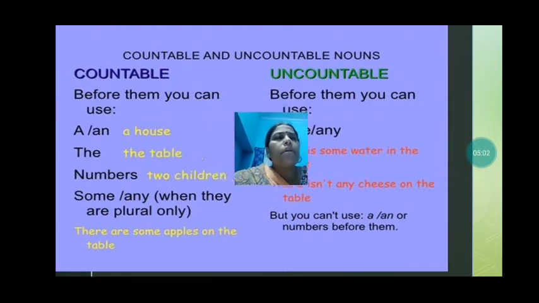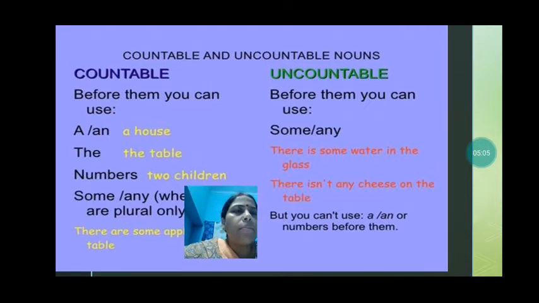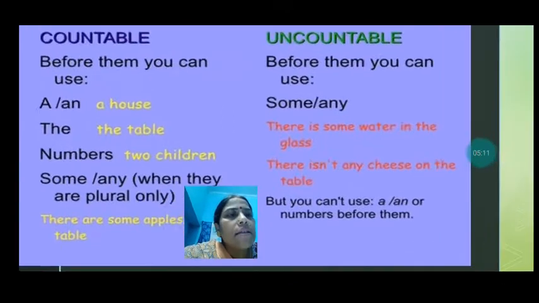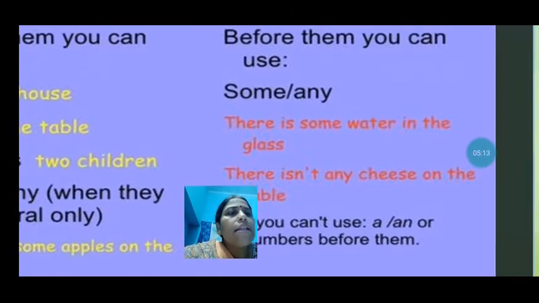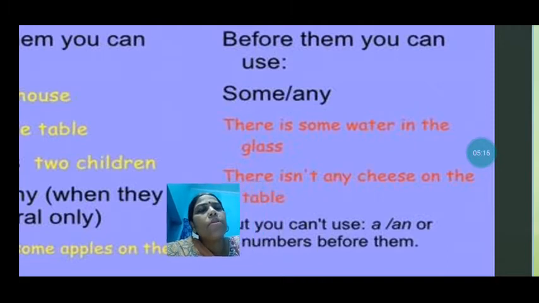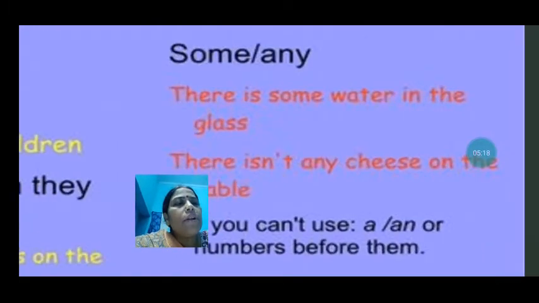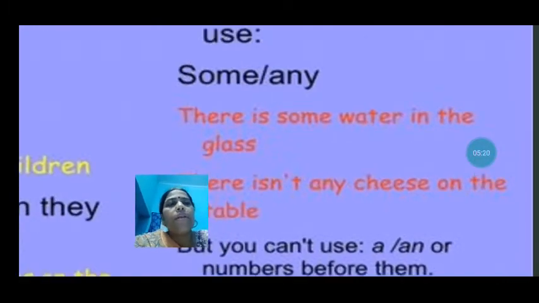Then before uncountable nouns, we also use some and any. Like, there is some water in the glass. There isn't any cheese on the table, so isn't any. So when do we use any? Any we use when we have a negative sentence.